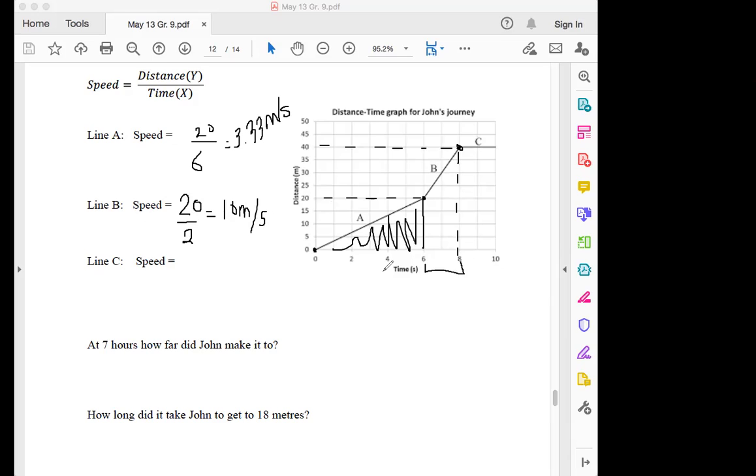And then finally we've got C here. He didn't go anywhere. He stopped, so it's 0 over, and again, we want the time from this point to this point, and that is 2. But 0 divided by 2 is 0 meters per second. So distance over time. And this should say seconds.